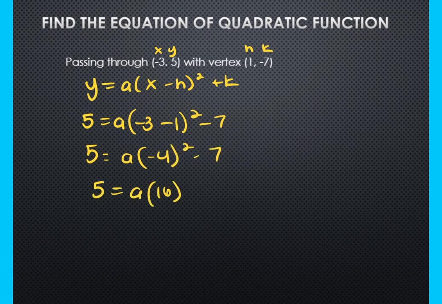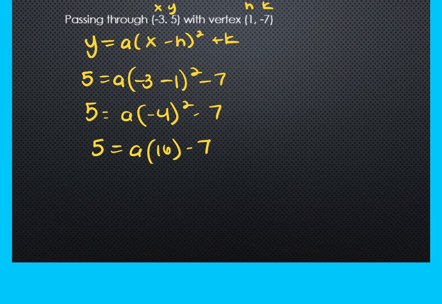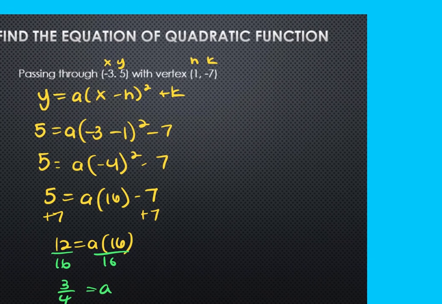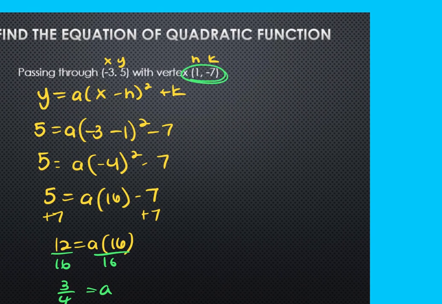This would be 16. We do not subtract 16 and 7. We don't do 16 minus 7 here. We add the 7. 12 equals a times 16. Divide by 16. And 4 goes into both of those. It'd be 3/4. Then you plug back in and make sure you're plugging back in the right one, the h, the k, and the a. So y equals 3/4 times (x minus 1) squared minus 7 is your equation.